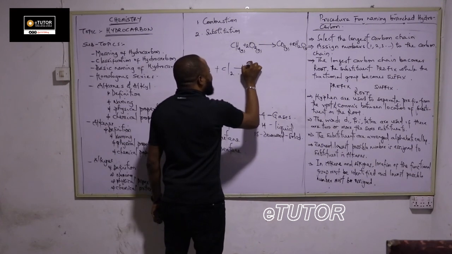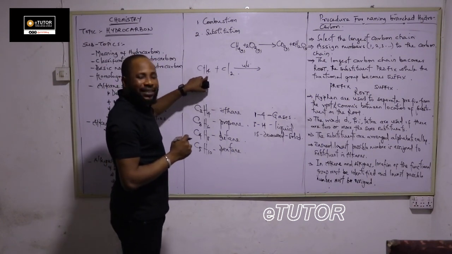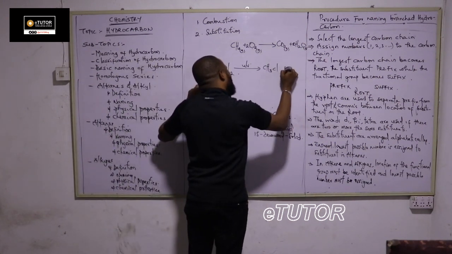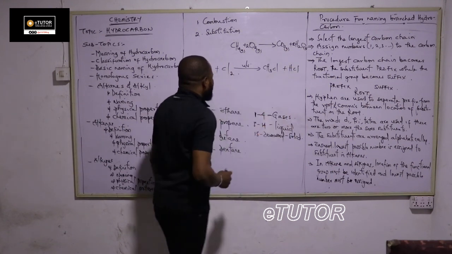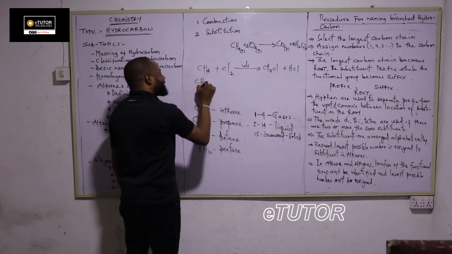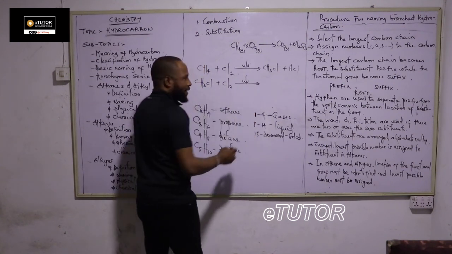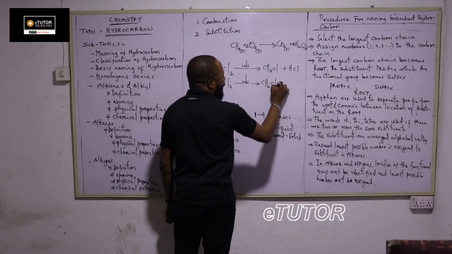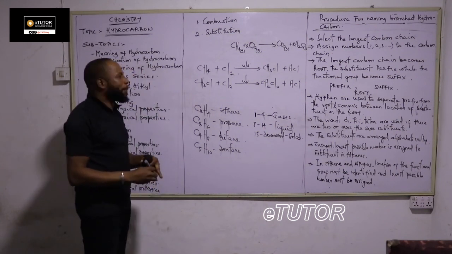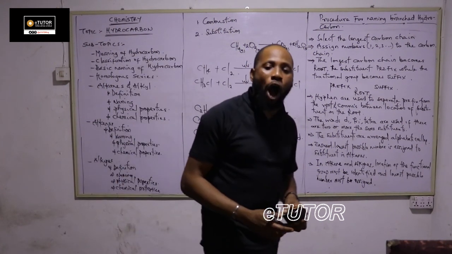In the presence of ultraviolet radiation, one chlorine atom will replace one hydrogen atom from this methane to give CH3Cl plus HCl. In the presence of more chlorine gas, the reaction will continue. CH3Cl plus more chlorine gas, in the presence of UV, we have CH2Cl2 plus HCl. This reaction will continue in the presence of more chlorine gas until all the replaceable hydrogen atoms from methane are all replaced.